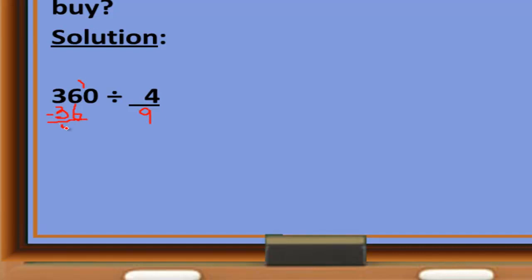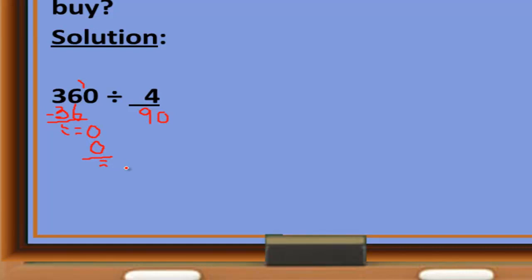This will be 0. This will be 0. Then this 0 will remain. 0 divided by 4 is 0. 0 times 4 is 0. Then 0 minus 0 is 0. We put an equal sign.